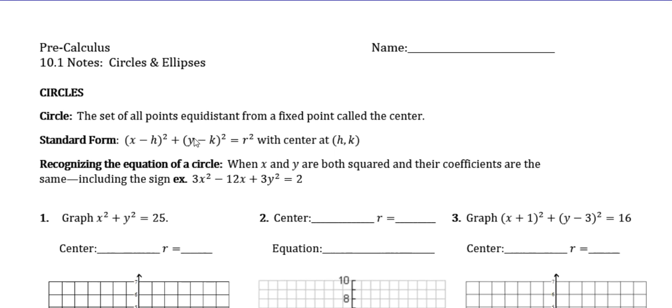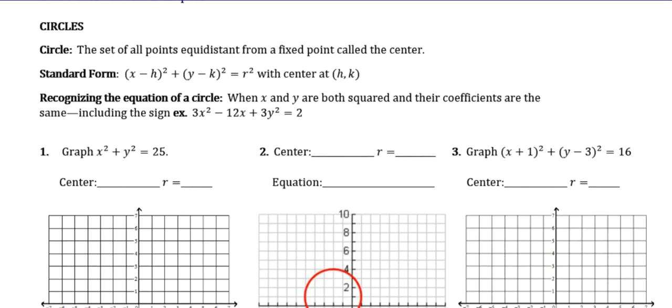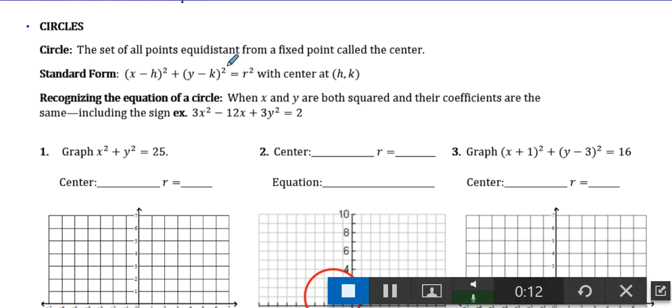Hello Pre-Calc students, we're starting our conics unit and the first lesson is on circles and ellipses. The definition of a circle is the set of all points that are equidistant from a fixed point called the center. This is the standard form of a circle, and h, k would be the center of your circle, r would be the radius of your circle.